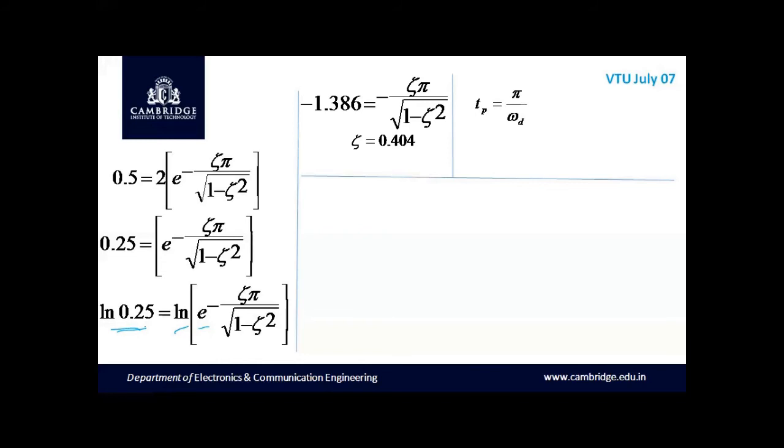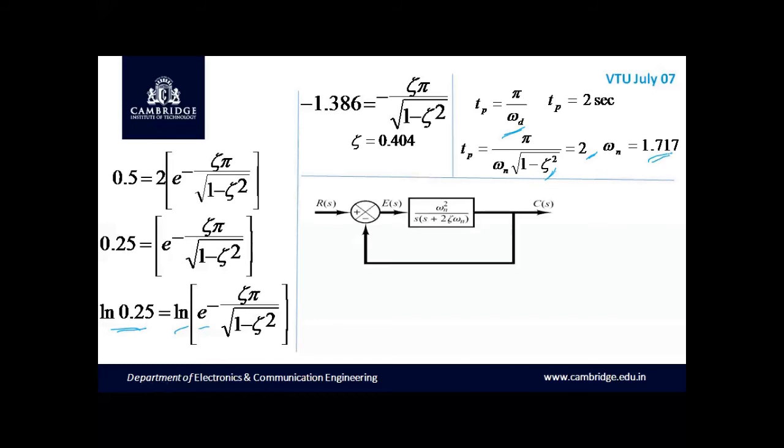Now from the given data, the peak time Tp is equal to 2, in which Tp is given by pi by omega d. So we know that omega d is equal to omega n into square root of 1 minus zeta square, and I'm equating from the given data Tp as 2. So now we know zeta as 0.404. So further simplification after substituting the value of zeta here in this expression, we can obtain omega n as 1.717 radian per second.